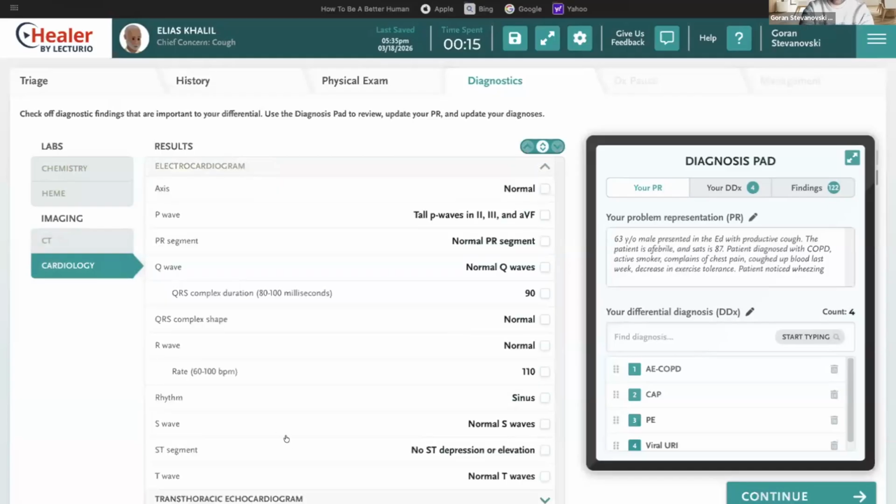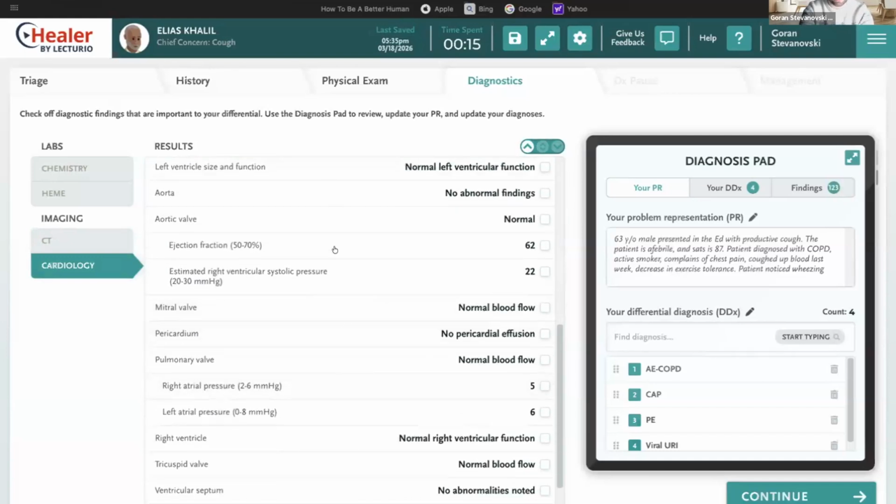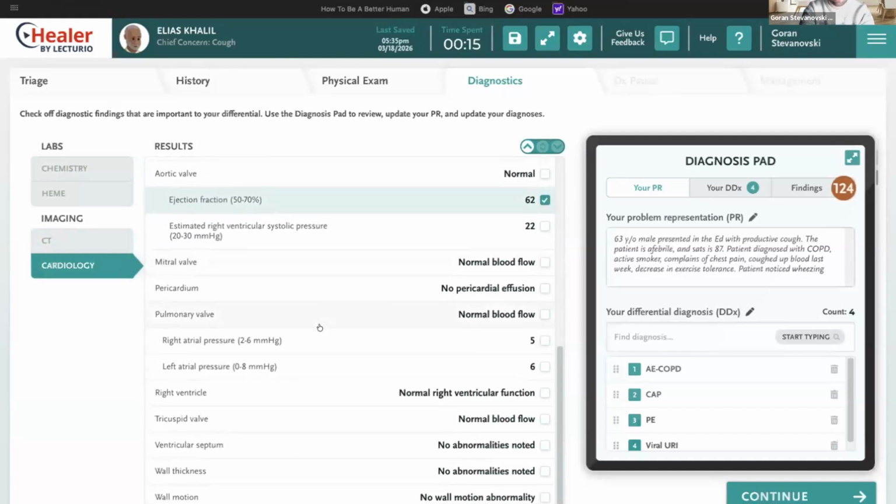Just because of the chest pain, we do an electrocardiogram. ST segment: there's no depression or elevation. So looking at this, I would say his heart is good. His ejection fraction is 62, which, given his disease and his age, is pretty well to be expected. Now we could be adding here, but in the interest of time, I would like to move on to the next part, which is the differential diagnosis pause.